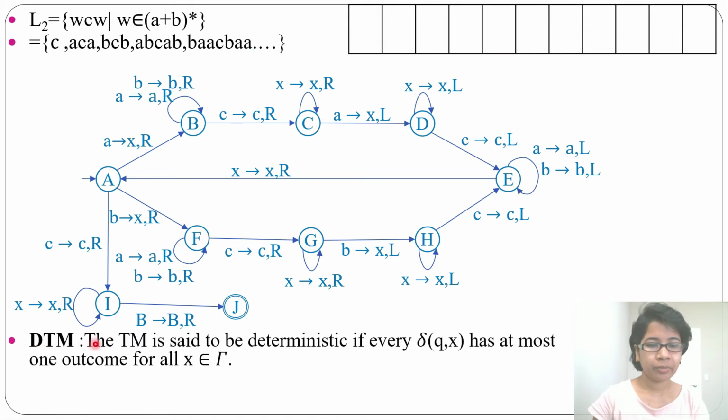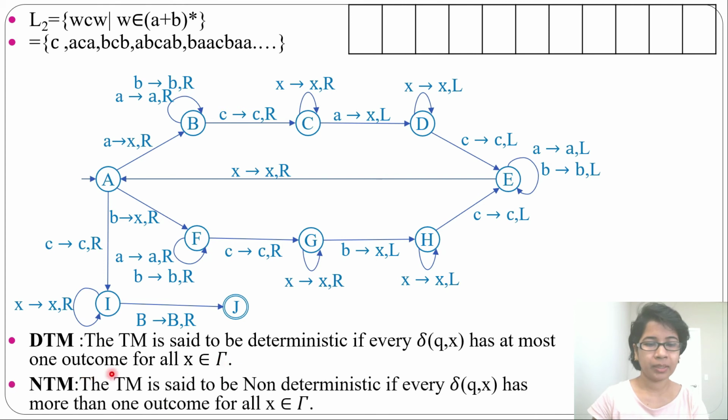What is deterministic Turing machine? The Turing machine is said to be deterministic if every delta of Q, x has at most one outcome for all x belongs to the tape symbol. So there is at most one, means there may be 0 or 1 outcome, one transition for x belongs to the tape alphabet. And what is non-deterministic Turing machine? The Turing machine is said to be non-deterministic if every delta of Q, x has more than one outcome for x belongs to the tape alphabet.